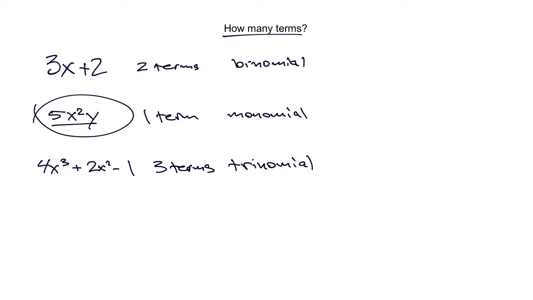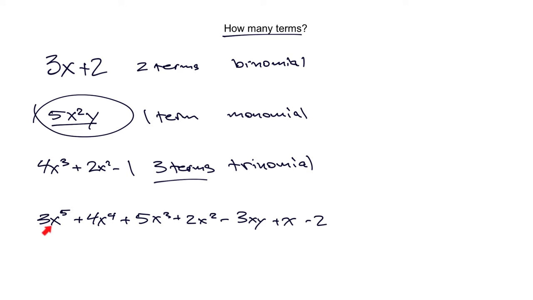And in general, anything beyond 3 terms, we'll just say how many terms it has. So if I have 3x to the 5th plus 4x to the 4th plus 5x cubed plus 2x squared minus 3xy plus x minus 2, here I have 1, 2, 3, 4, 5, 6, 7. This would just be a 7-term polynomial. We don't have any fancy names for those.